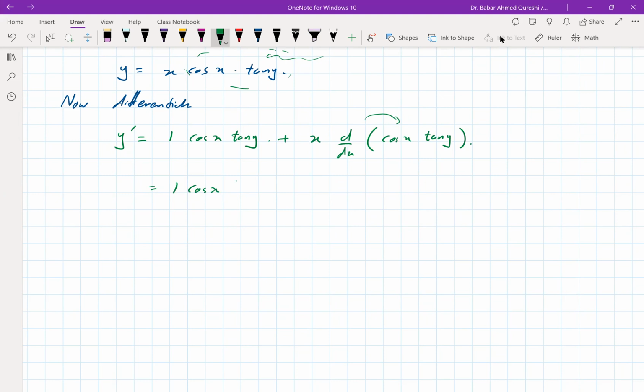So I get plus x, the derivative of cosine is minus sine x, tangent y, plus x cosine x, the derivative of tangent y. You're differentiating tangent y with respect to x.